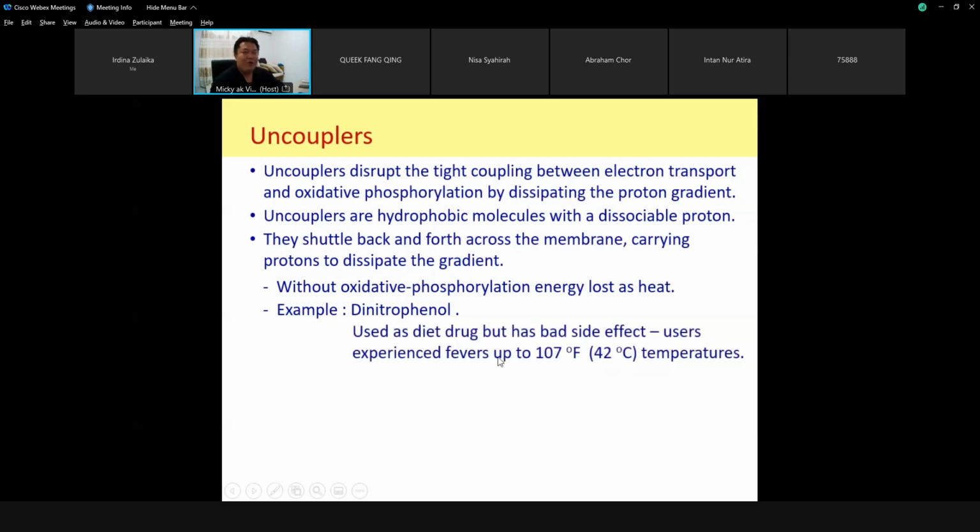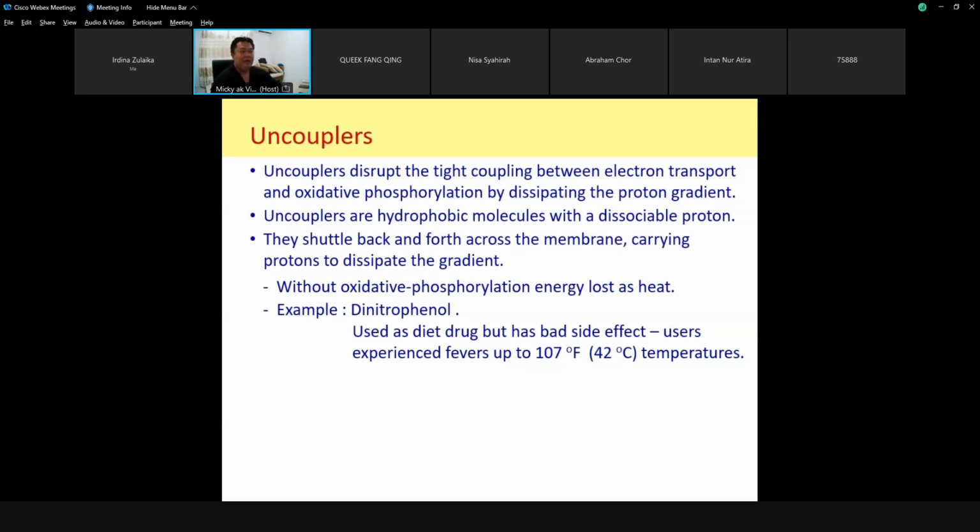Memang betul orang yang guna dinitrophenol, they use this to burn energy. Meaning when you burn energy, you will lose weight. Kamu akan kehilangan berat badan. But masalahnya dinitrophenol, like I said, produces heat. So if people take dinitrophenol to lose weight, they do lose weight. It happens. Memang berjaya.